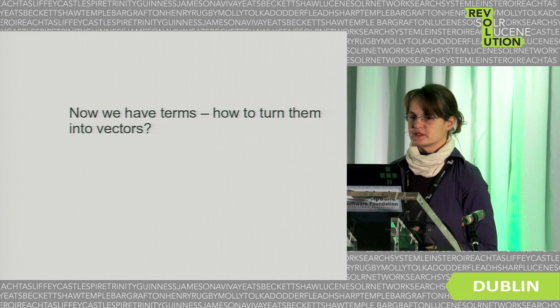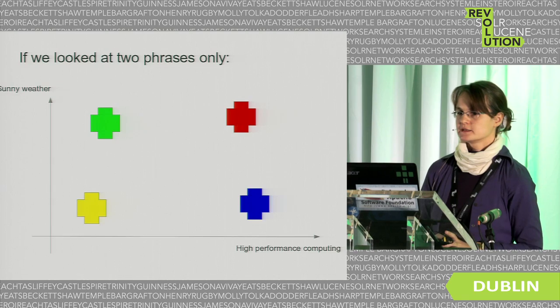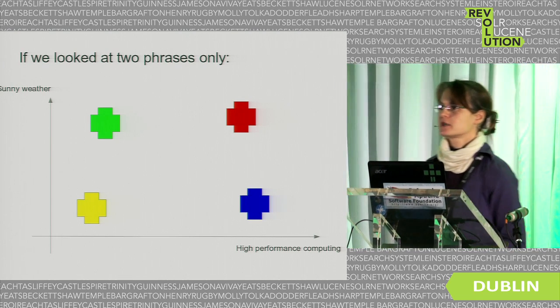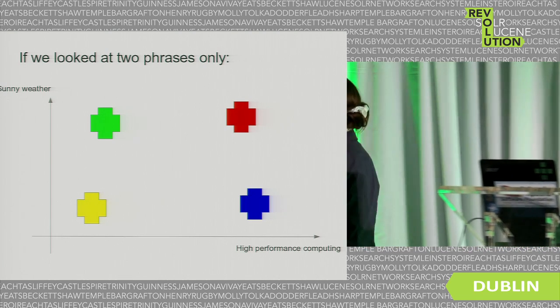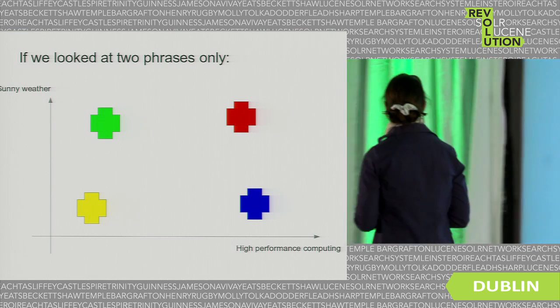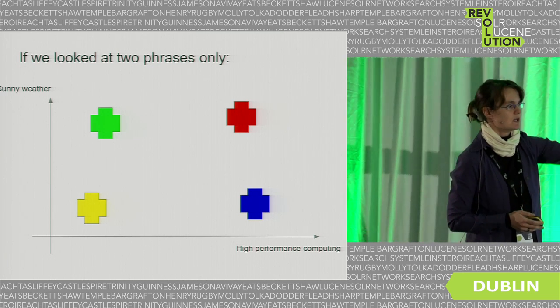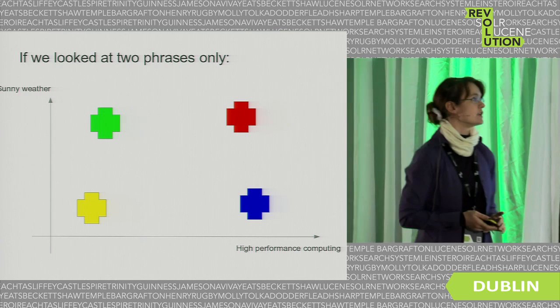So now we have terms. How do we turn them into vectors? Let's go back to a two-dimensional vector for a minute. Imagine that all our documents only really have two terms that are important. Really two phrases, one of them being sunny weather, the other one being high-performance computing.